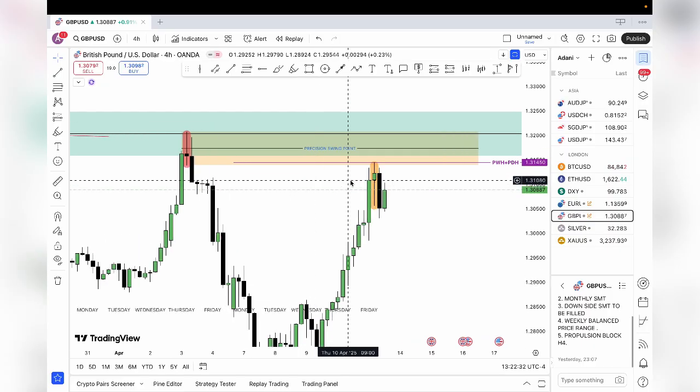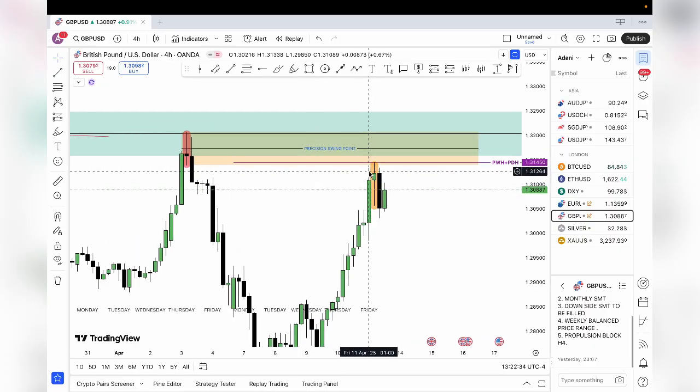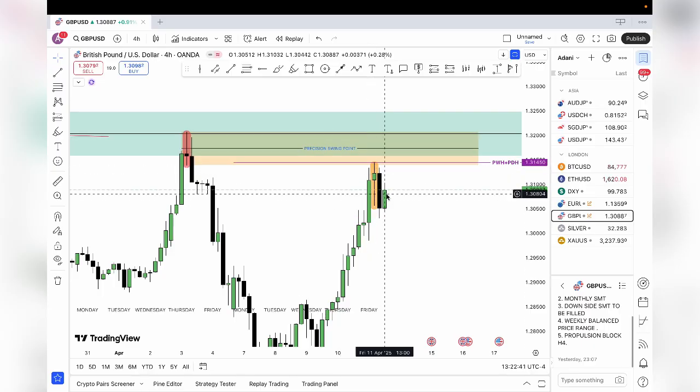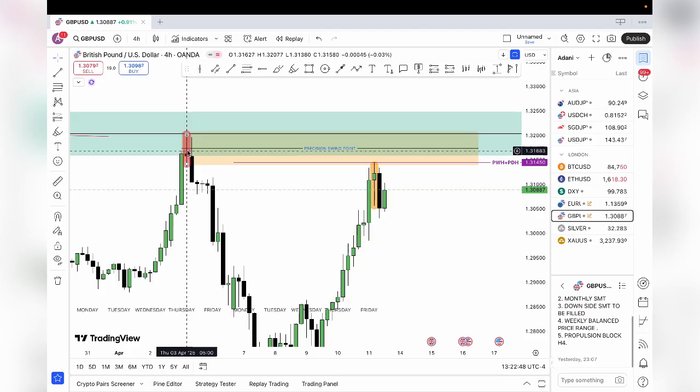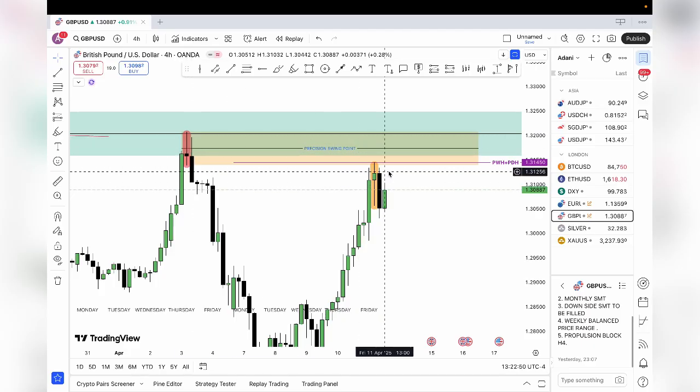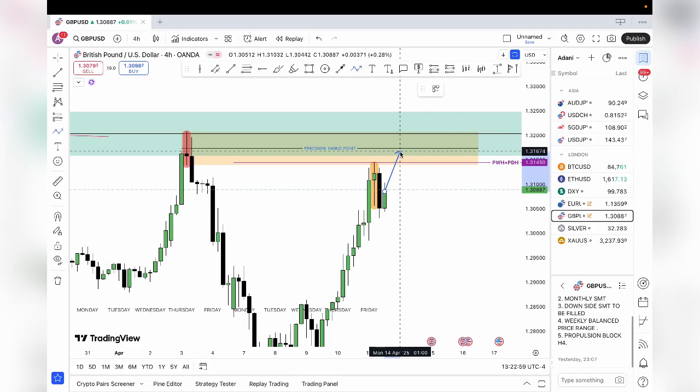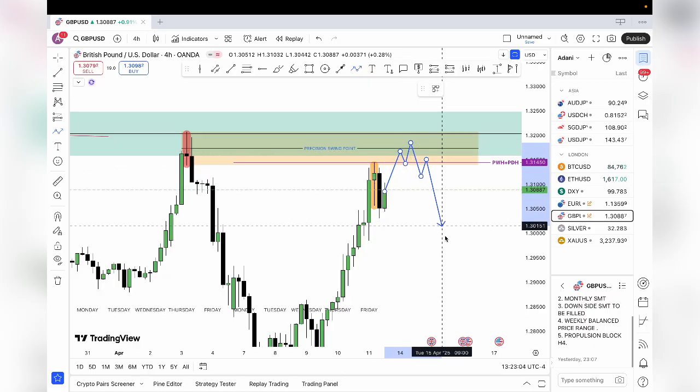And what did price do? Price just came in, took this previous H4 candle's high and made a CRT type of thing. But my key area of focus was that the wick of the precision swing point is to be tested, and I expect price to be broken up here like this, test the wick and come down.